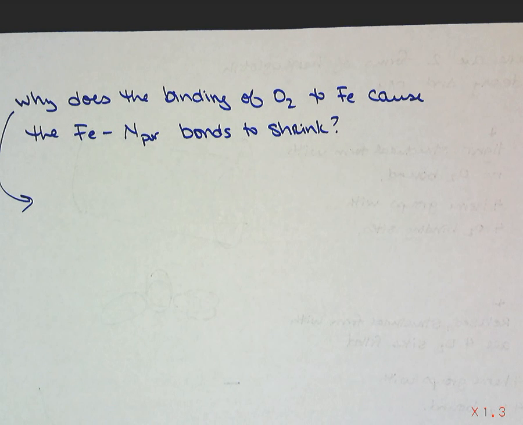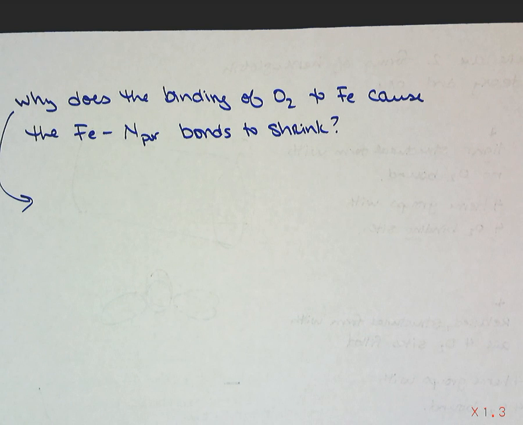So it has to do with how many things are stuck to the iron. In a heme group by itself, how many things are bound to the iron? Anyone remember from our picture the other day? Five things. Yep.